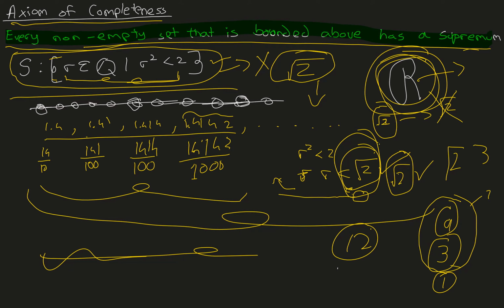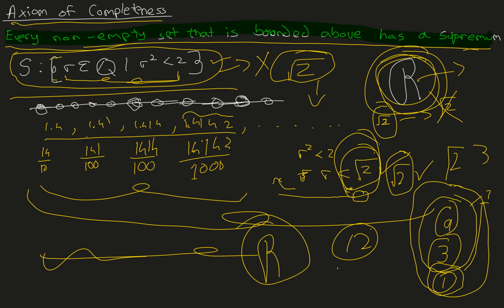Now, when we add the axiom of completeness, it gives us, together with these 13 axioms, the real number system. With the real number system, we're guaranteed that every such set like this does not have any holes or gaps. The real number line is complete with no gaps or holes. Therefore, it is more than sufficient for us to do our real analysis on this number system.